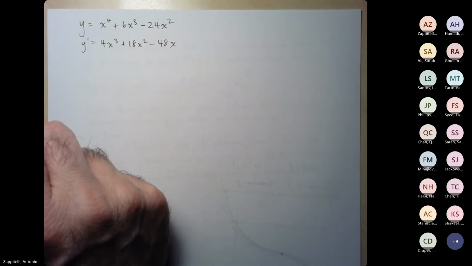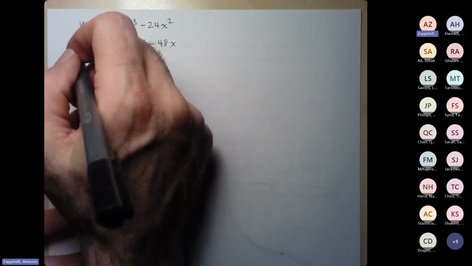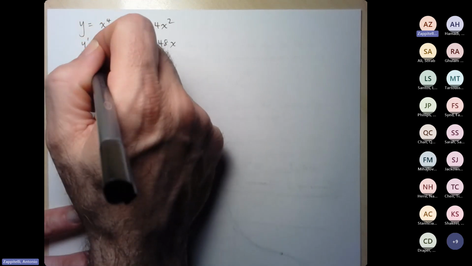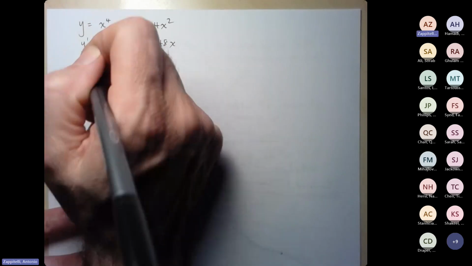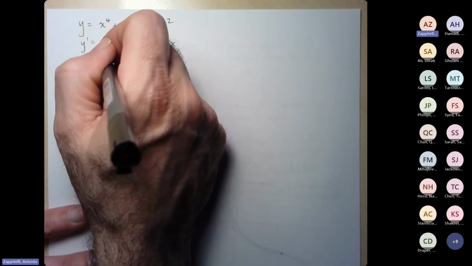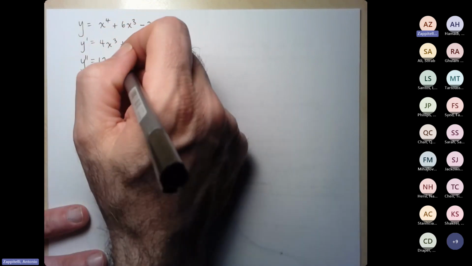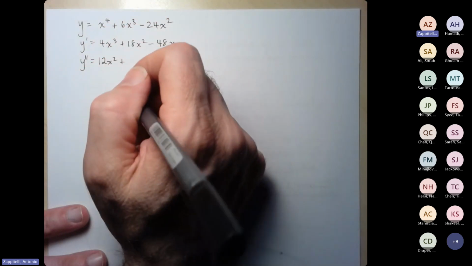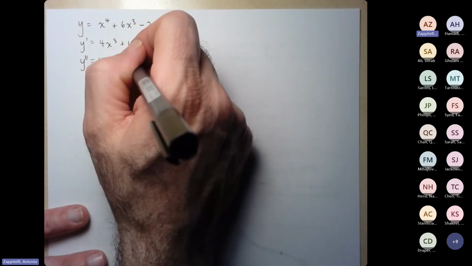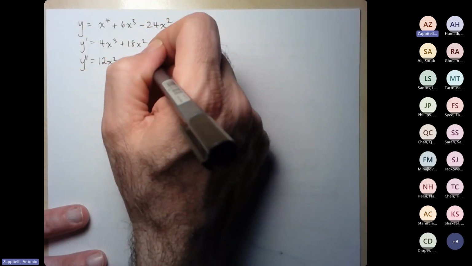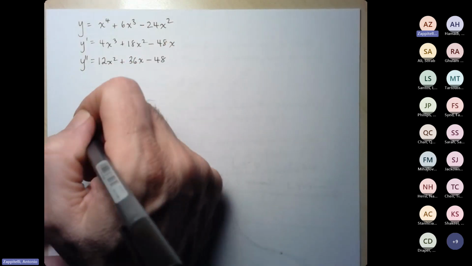Beautiful polynomials that are very easy to take derivatives of. And now let's take the second derivative. So this is going to be 12x squared. This is going to be 2 times 18 is, I guess, 36x. And then here minus 48.